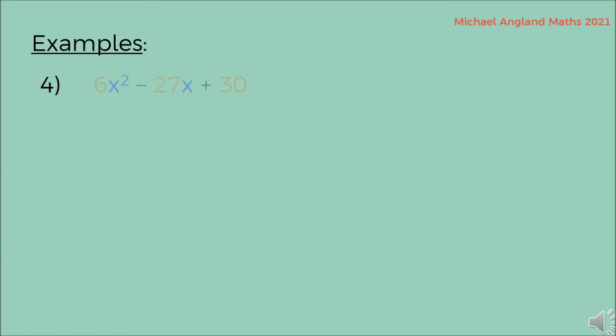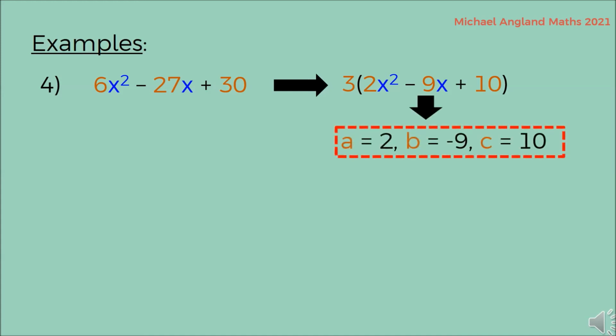So looking at the same example again, what we might have noticed is that there is a common factor to the coefficients here. If we look at 6, minus 27 and 30, we might notice that 3 divides into these. So 3 is a factor of all three coefficients. Therefore, we can automatically factorize out 3, which leaves us with a simpler expression. So we have 3 into bracket 2x squared minus 9x plus 10. So now a is 2, b is minus 9, and c is 10.